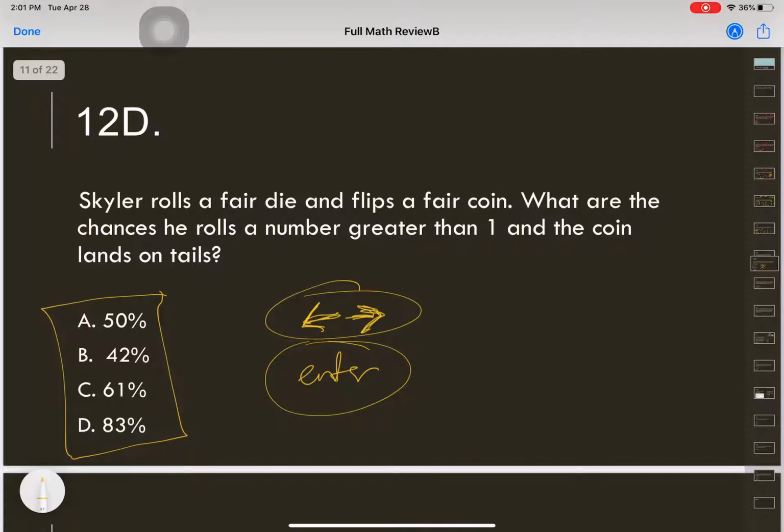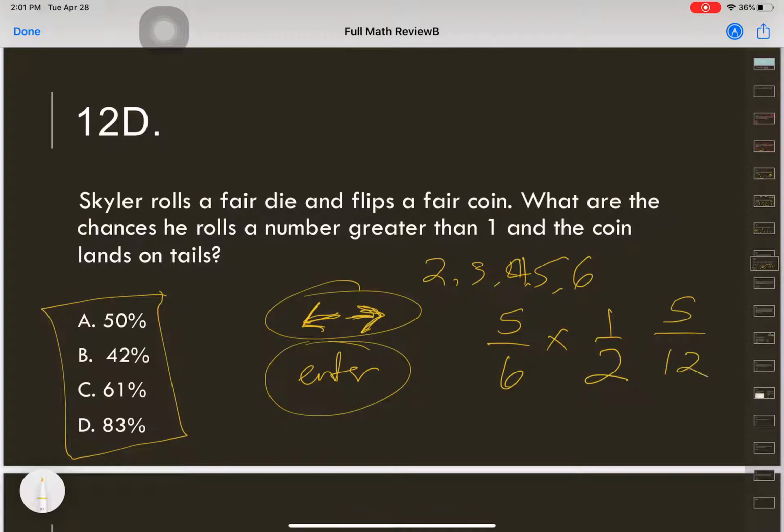And then Skylar rolls a fair die and flips a fair coin. What are the chances he rolls a number greater than 1? So either 2, 3, 4, 5, or 6. 1, 2, 3, 4, 5. That's 5 out of 6. And the coin lands on heads. 5 times 1 is 5. 6 times 2 is 12.